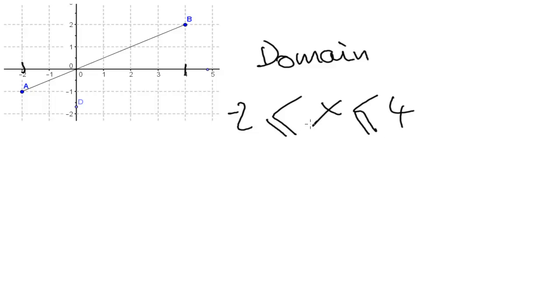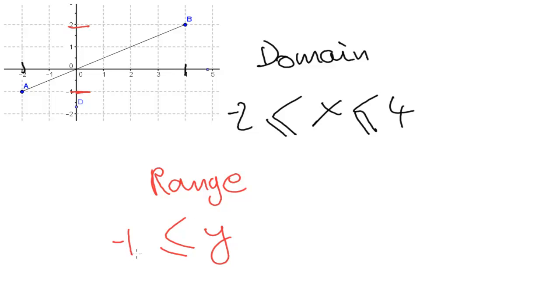You can always say that it is also greater than or equal to or less than or equal to, because it includes the -2 and the 4. What about the range? Since range refers to our y-axis, we have to determine what values fall within that range. If you remember, it was between -1 and 2. So the way you write it is y is greater than -1 and less than or equal to 2.